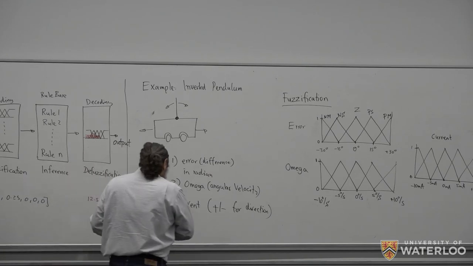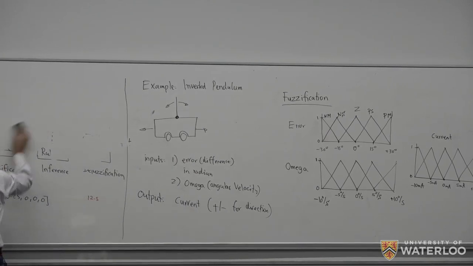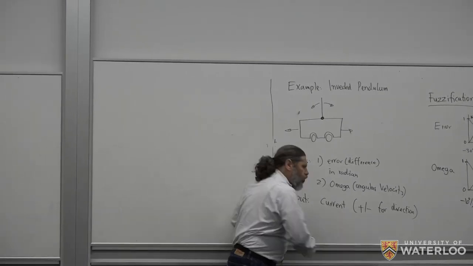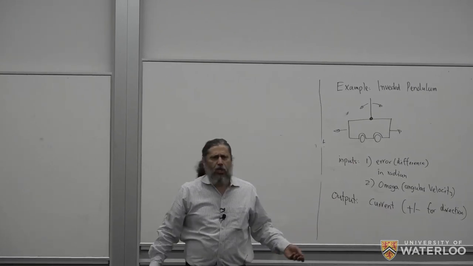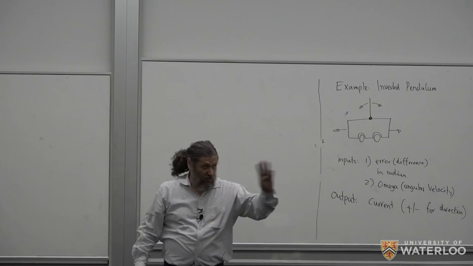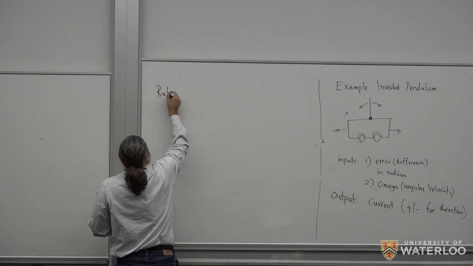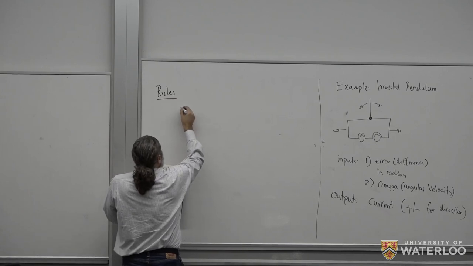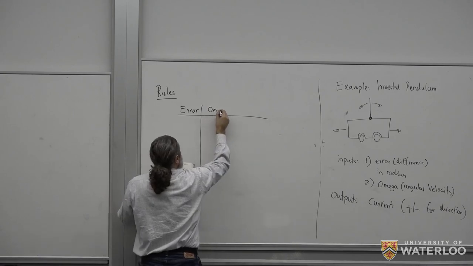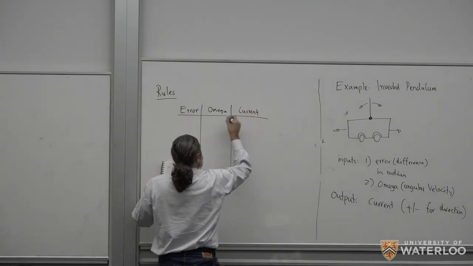Well, we need somebody of experience who can give us some rules because fuzzy logic does not work without some rules. So let's say we have no clue how to get rules. A senior engineer comes and says, look, relax. You are new here. I give you some rules this time, but next time you have to figure it out yourself. So what are the rules? The senior engineer will give us a small table and say, look, this is the error, and this is your omega, and this is the current, the output.